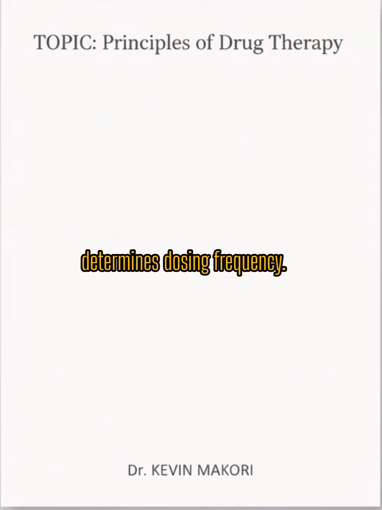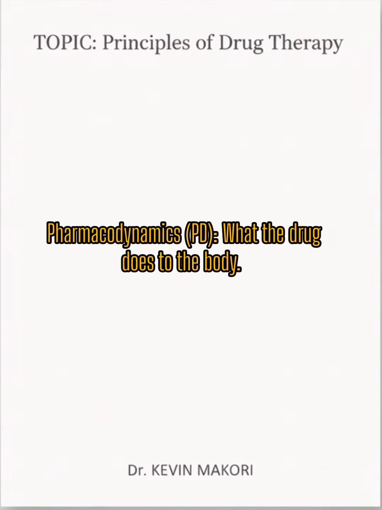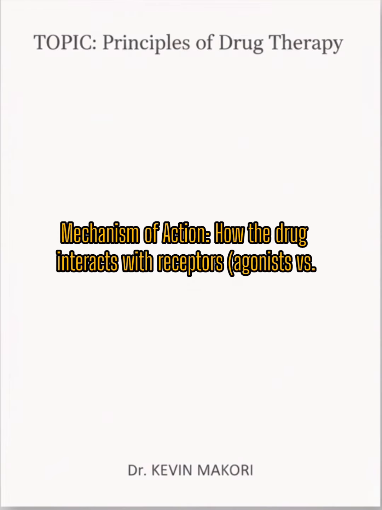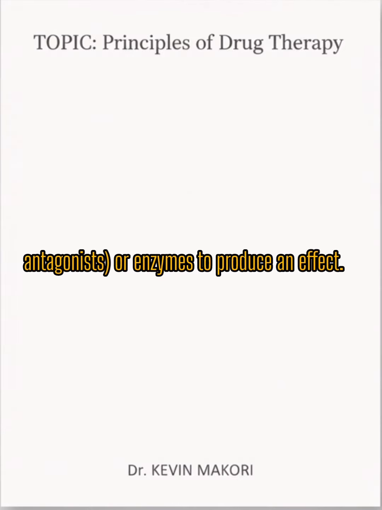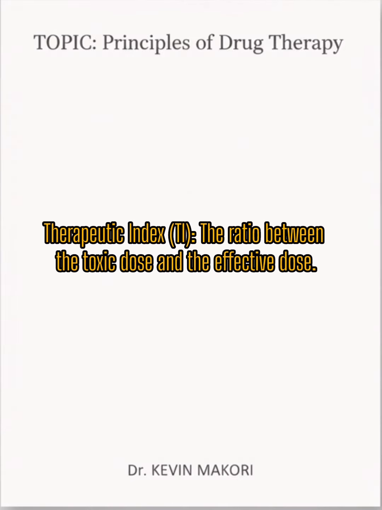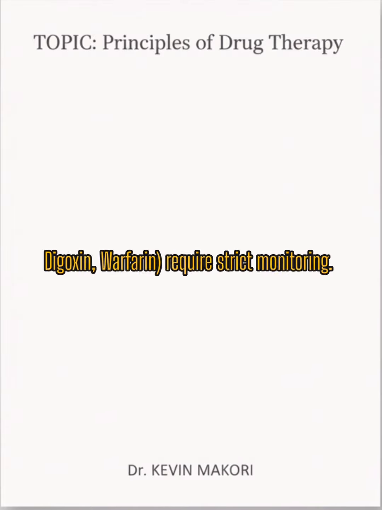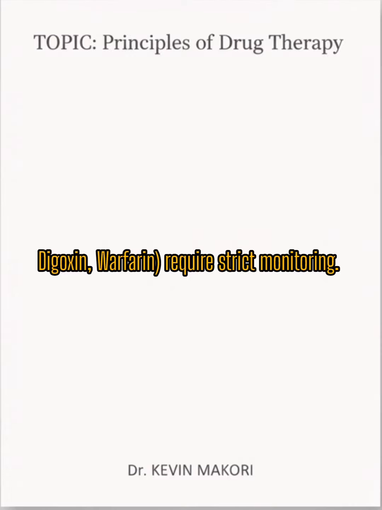Determines dosing frequency. Pharmacodynamics, PD, what the drug does to the body. Mechanism of action, how the drug interacts with receptors, agonists versus antagonists, or enzymes to produce an effect. Therapeutic index, TI, the ratio between the toxic dose and the effective dose. Drugs with a narrow TI, for example, digoxin and warfarin, require strict monitoring.